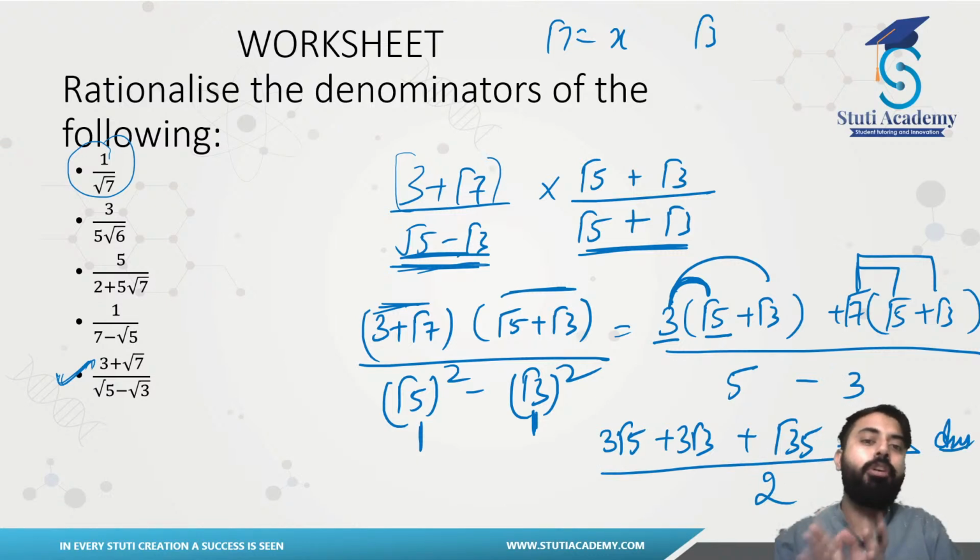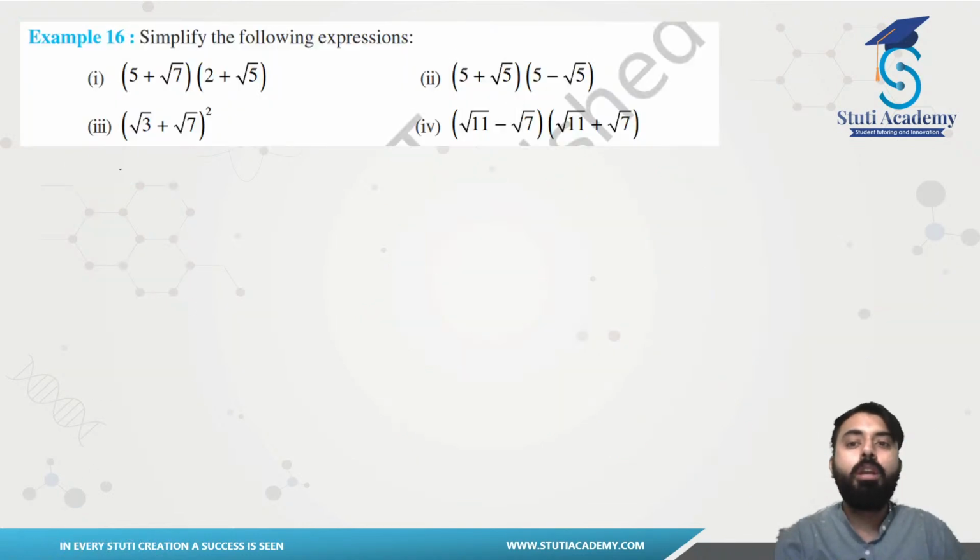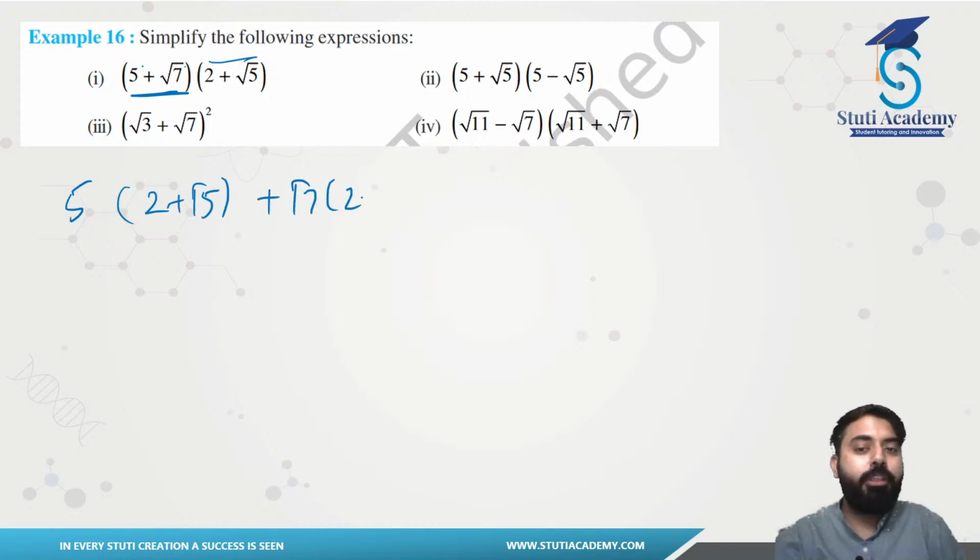So this is how you are going to rationalize your values, and everything else is pretty straightforward. You can easily solve these sums along with your NCERT questions. I hope you don't have any doubt in this, right? So this is how you are going to rationalize this. Now let's see what do we have now. So these are some examples for you guys. You have this one, a plus b, and you have this. Simply just expand the brackets. 5 into 2 plus root 5, plus root 7 into 2 plus root 5.